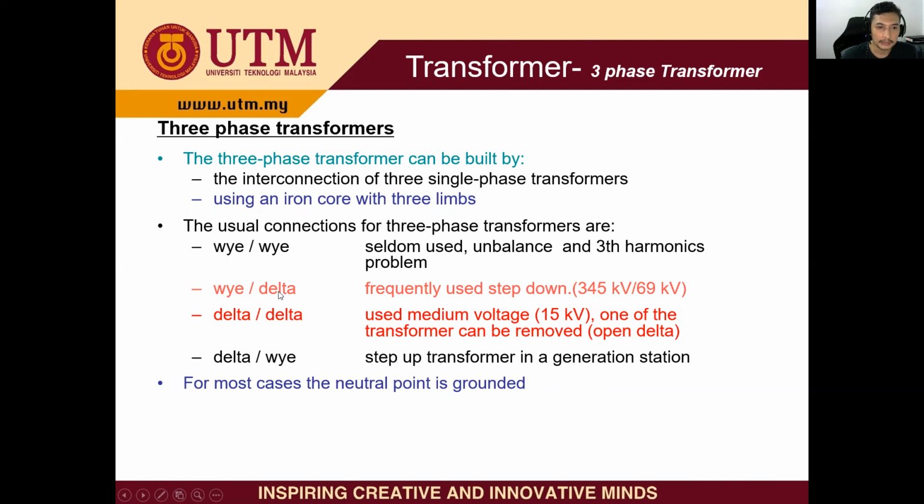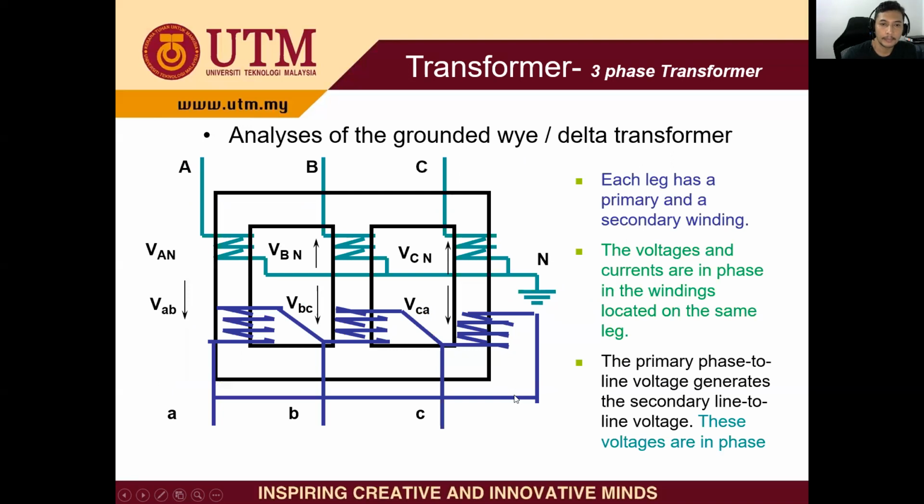For most cases which involve the Y connection, there is a neutral point that is grounded. This shows a three-phase transformer that uses three limbs. This is the primary side, and the blue color is the winding of the secondary side. As you can see here, the primary is connected in Y, and the neutral point is grounded, and the secondary is connected in delta connection.